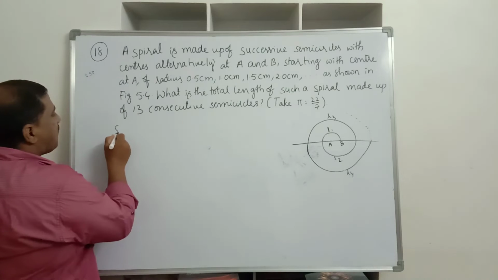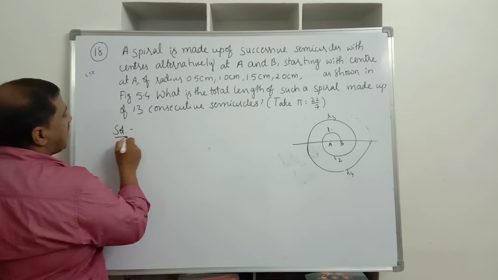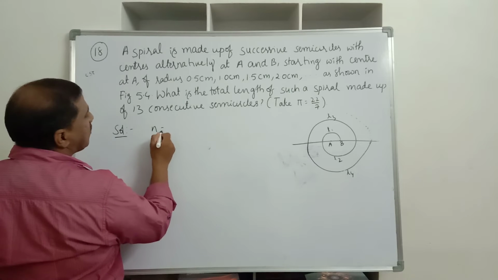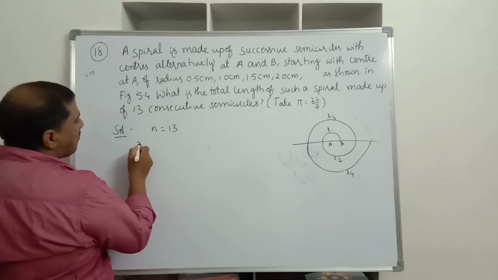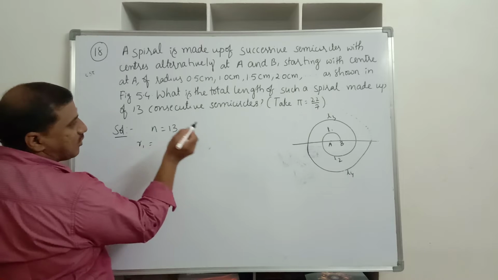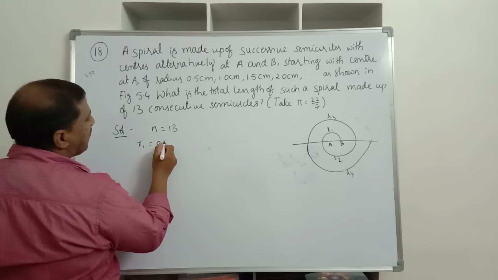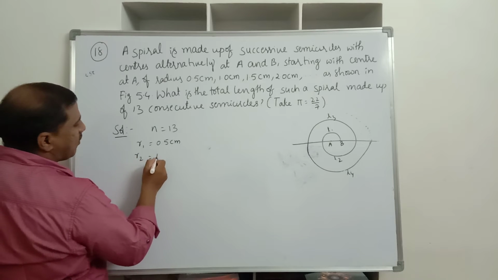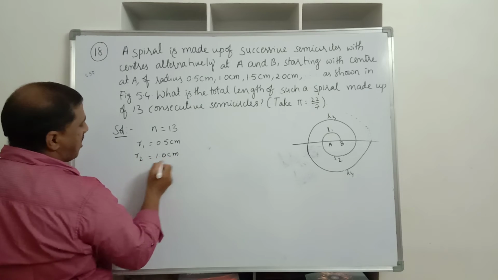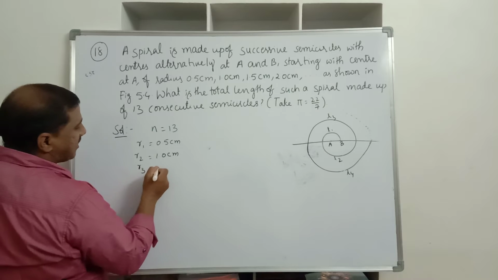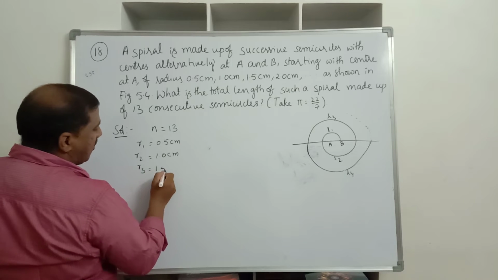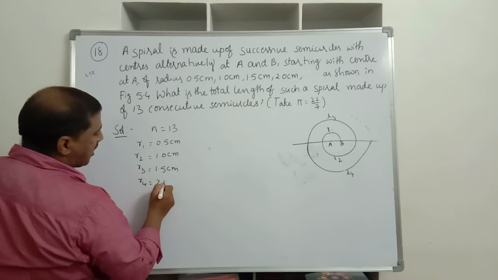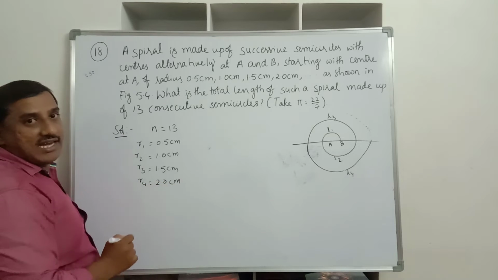Now write the given data from the question. The number of consecutive semicircles is n equals 13. Here R1, the radius of the first semicircle, is 0.5 centimeter. R2 is 1.0 centimeter. R3 is 1.5 centimeter. And R4 is 2.0 centimeter. It is given here.